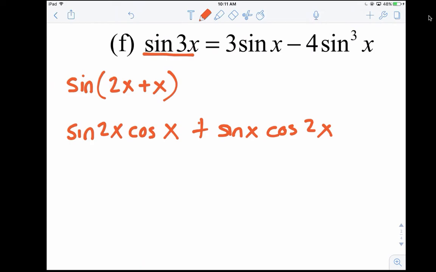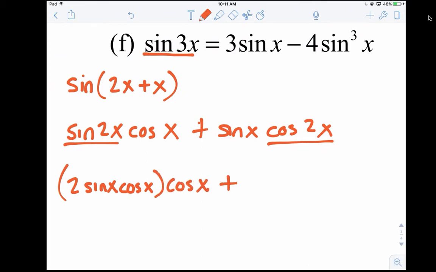Now this is where you want to change your sine of 2x and cosine of 2x. Okay? Both of those are your double angle identities. So sine of 2x turns into 2 sine cosine times cosine plus sine, cosine of 2x.